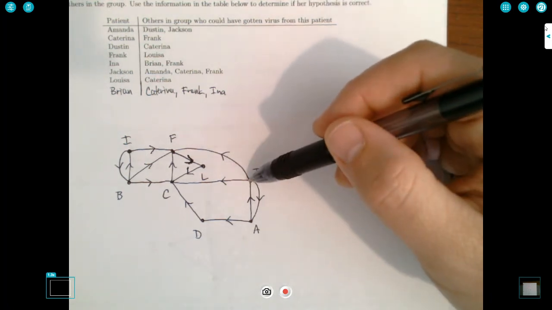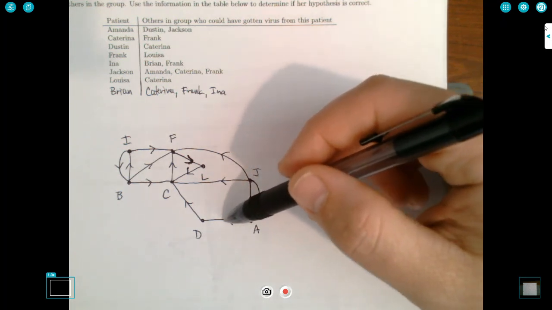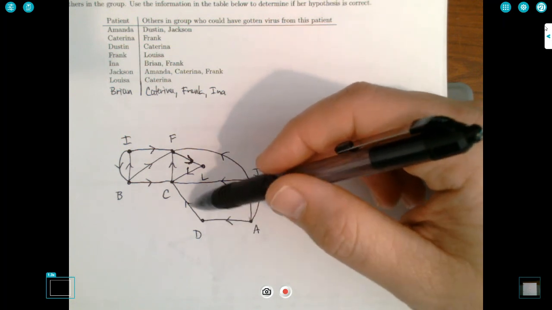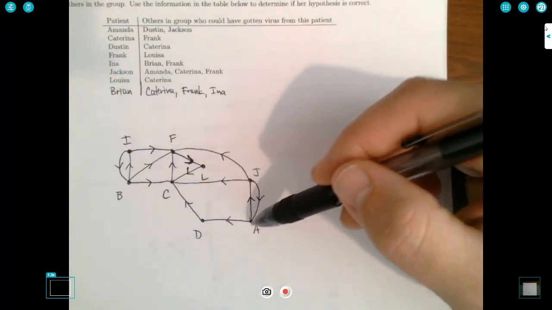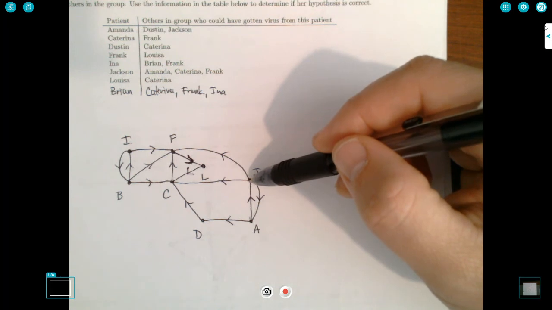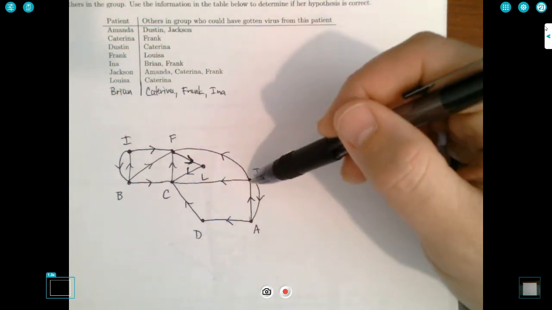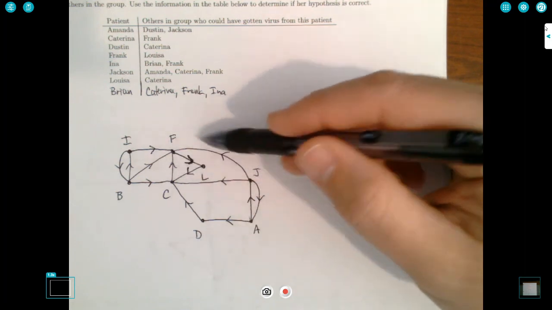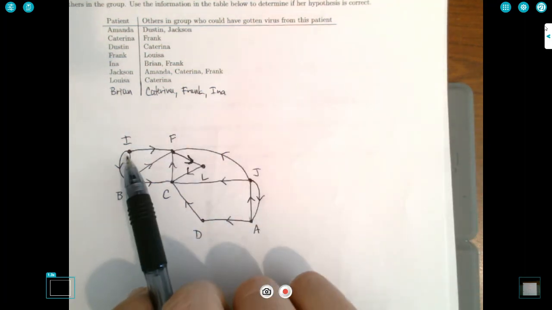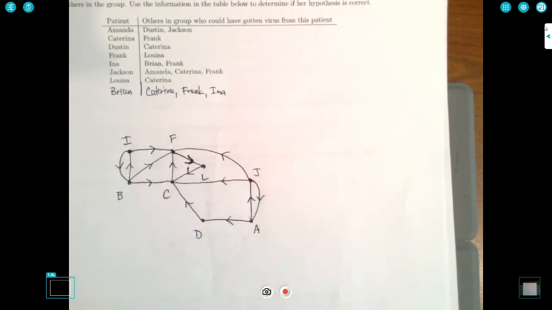Let's see. Jackson has a few options. Jackson may have gone to Amanda, and then over to Dustin, and then over to, no, that's not going to work. If I get to Katerina, it's going to end up in a loop. Maybe he went up to Frank instead. But if he goes up to Frank, then he still gets stuck in a loop. Jackson could take care of A, D, C, F, and L. He could take care of all of these people, but there's no way for Jackson to account for how Ina got it or how Brian got it. So Jackson doesn't explain the full picture.